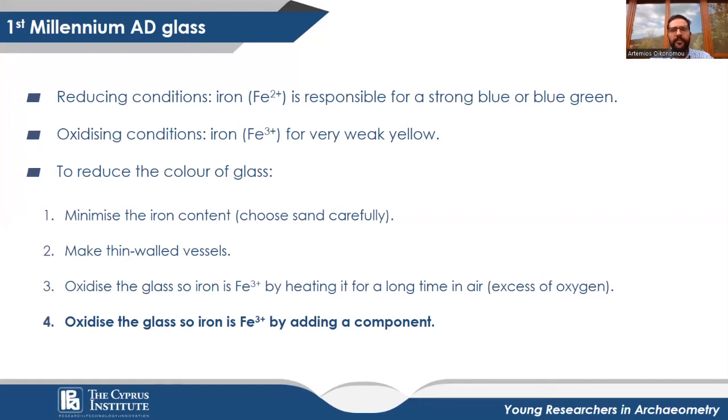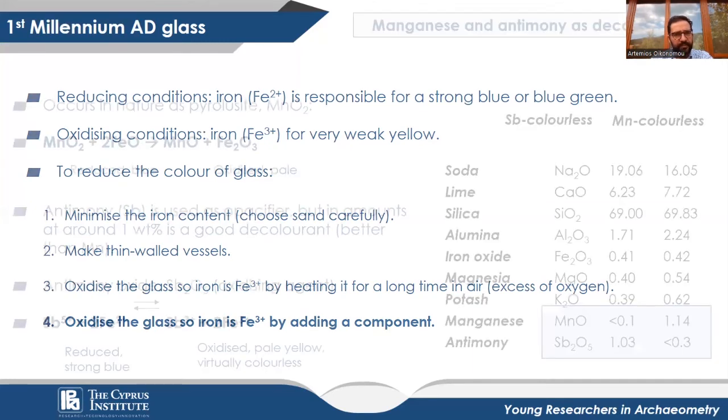Another way could be to heat the melt for a long period of time in the air, that is, with an excess of oxygen. But again, this would be difficult since it would need a lot of fuel, making the whole procedure not very economically effective. And finally, to add another ingredient to chemically oxidize iron and get colorless glass.